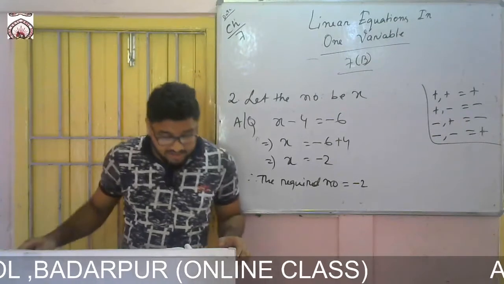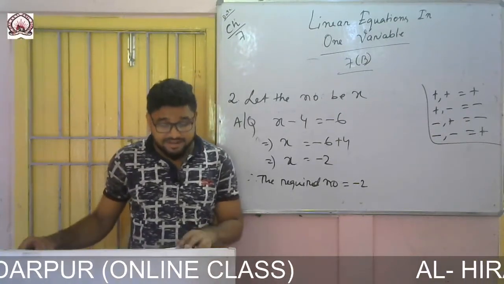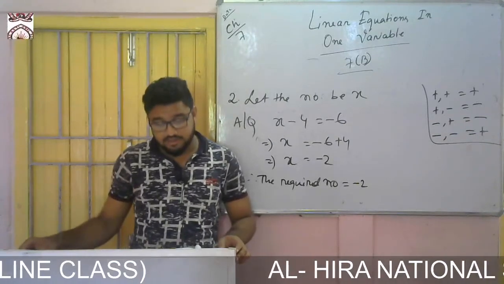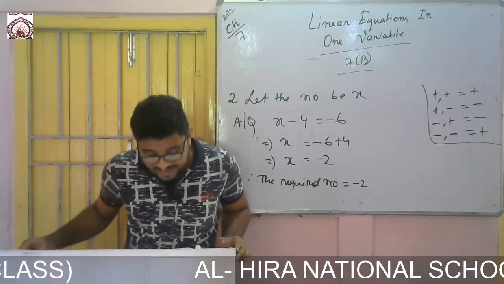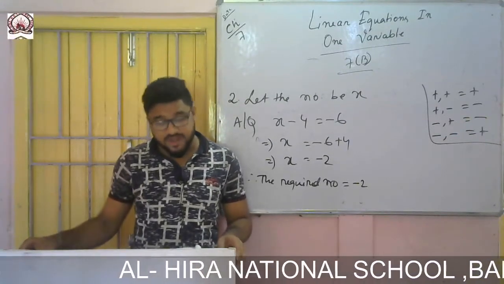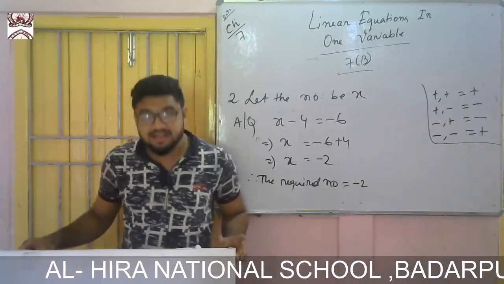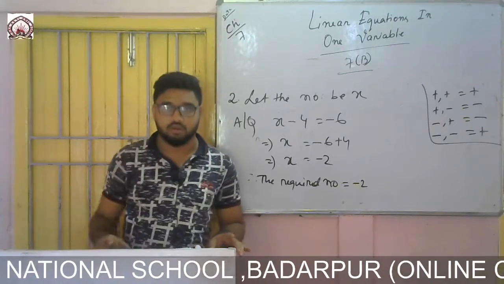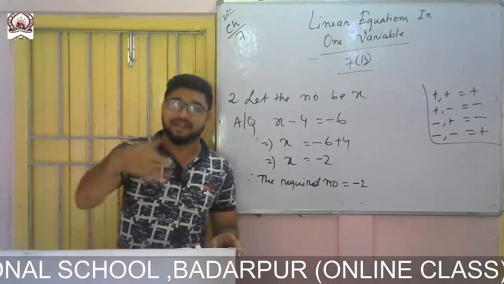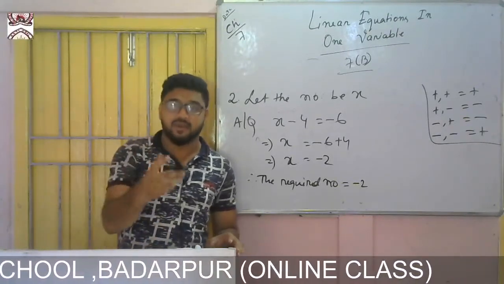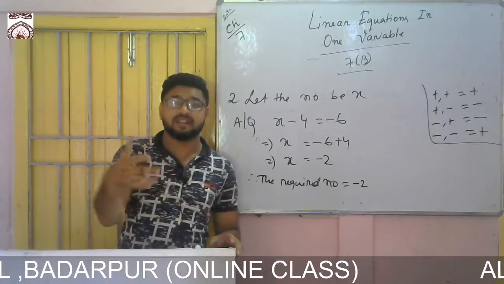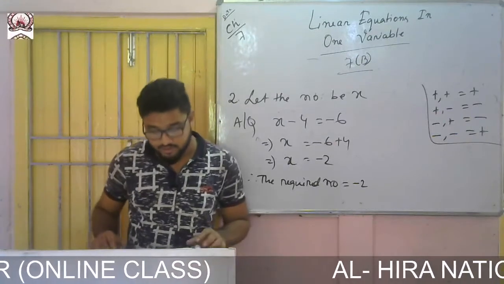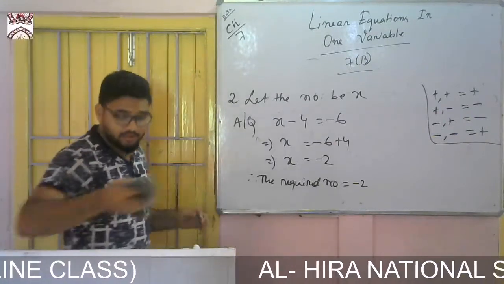Now come to question number 3. 7 times a number decreased by 3 equals 18. 7 times a number. A number, that is what we don't know. So it was 7 times, that means 7x. And that was decreased by 3, so 7x minus 3 equals 18. Then find the number. So see.